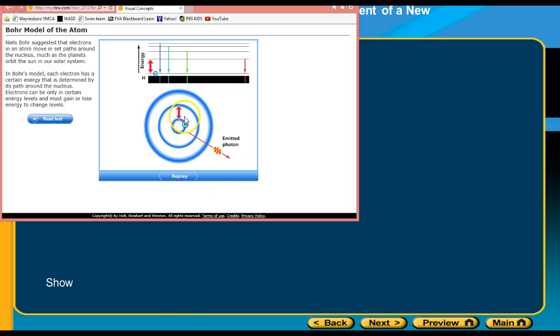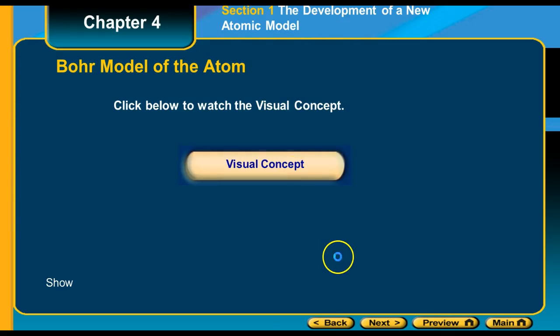And so as the electron moves from the second orbit to the first orbit, the light given off would be this red band. And if you had a drop from this third ring down to the first ring, you would have that green band. So let me show you that.